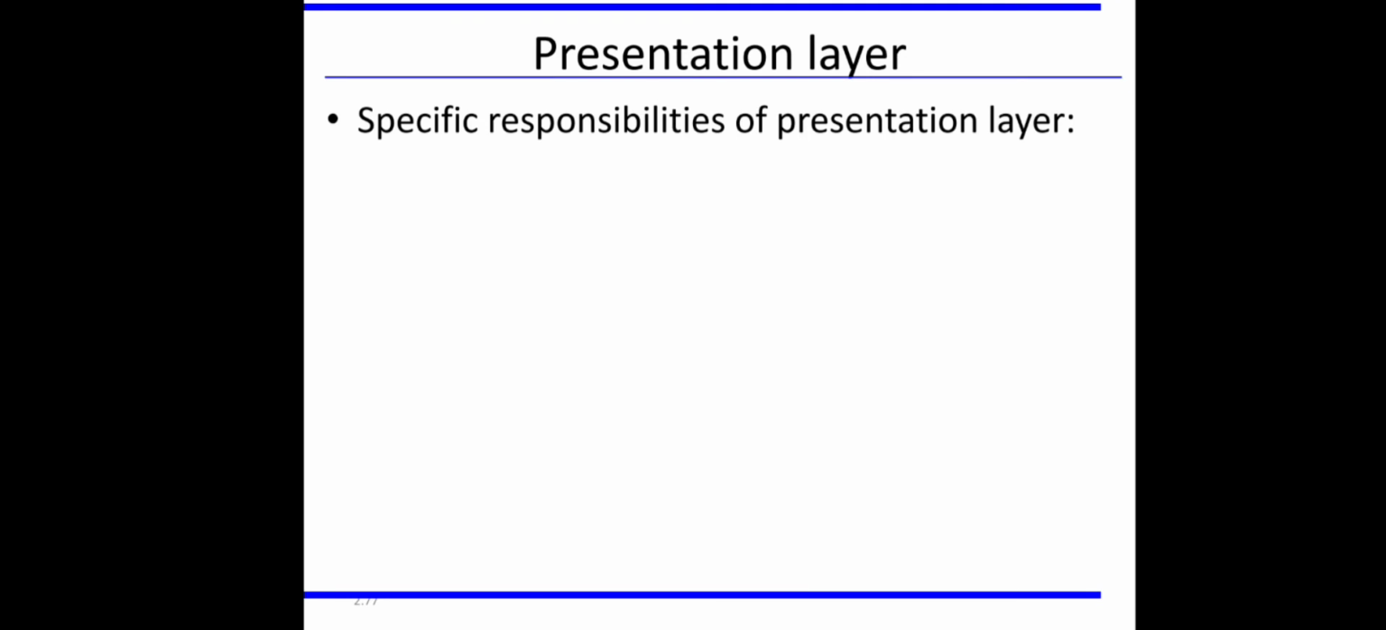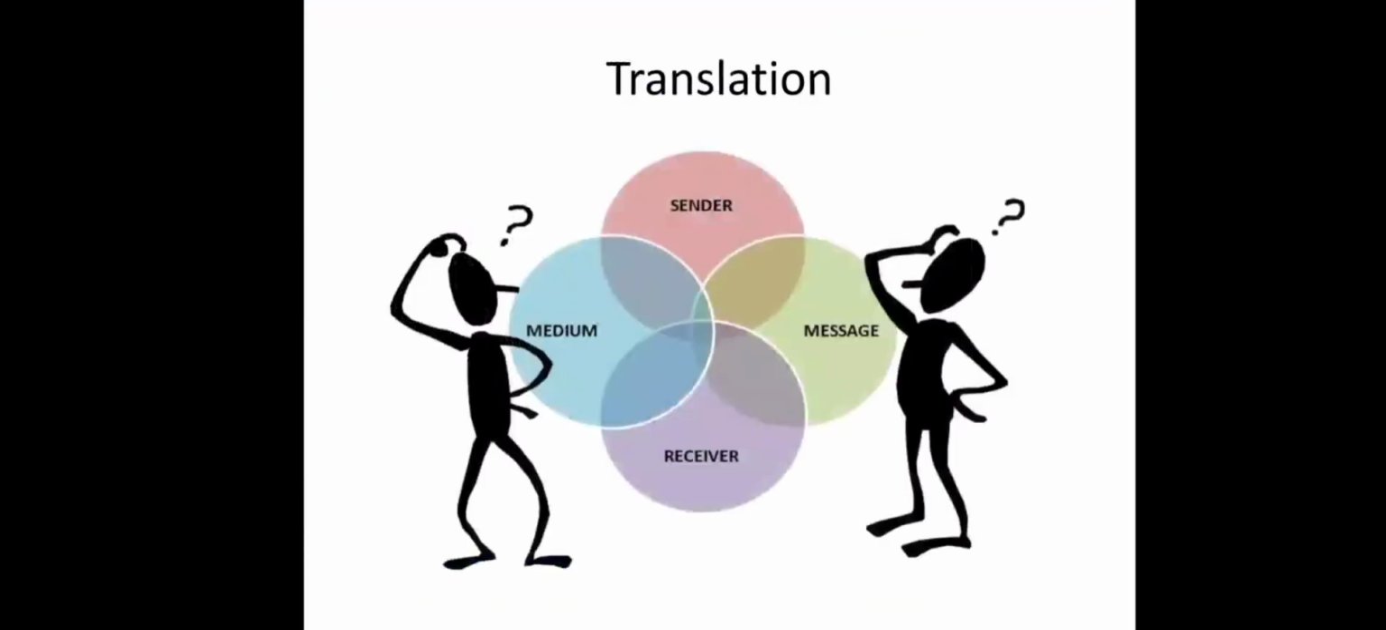So specific responsibilities of the presentation layer are translation, encryption and then compression. These are the different operations made on this data to make it presentable. So let us see one by one. First one is translation. So why do we need a translation between sender and receiver?